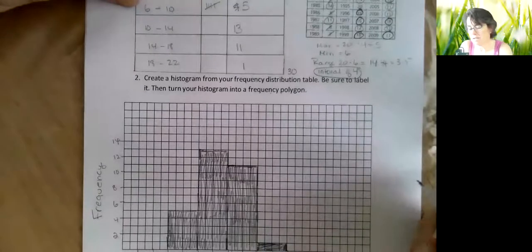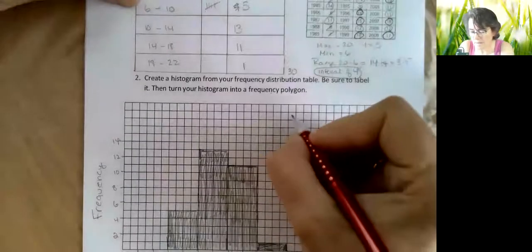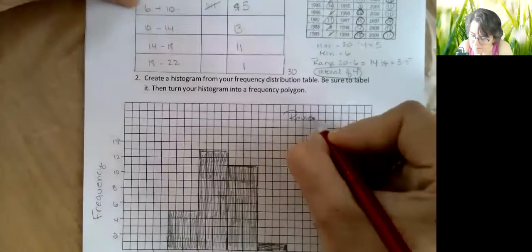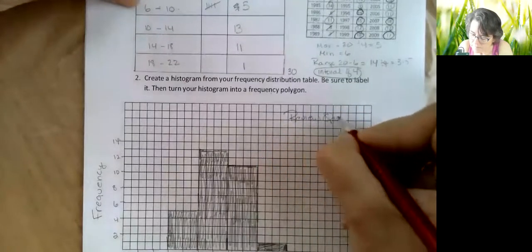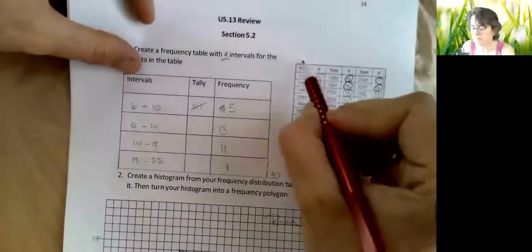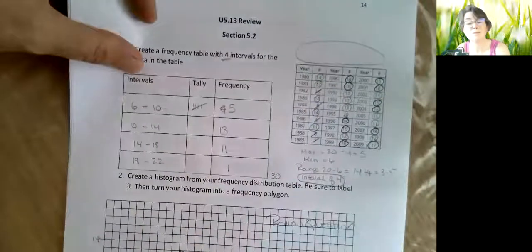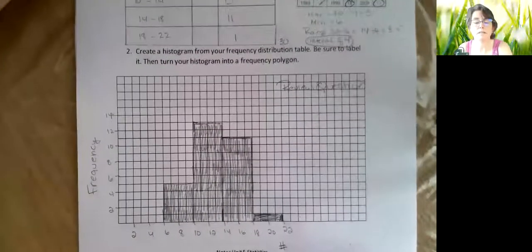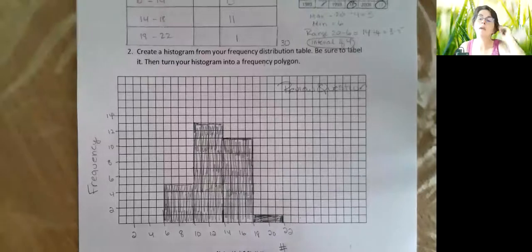And we need a chart title, and we're just going to call it review question. Usually there should be some information up there, but I forgot to write it in. So I guess we will just call it review question. So ta-da, there is our handy dandy histogram.